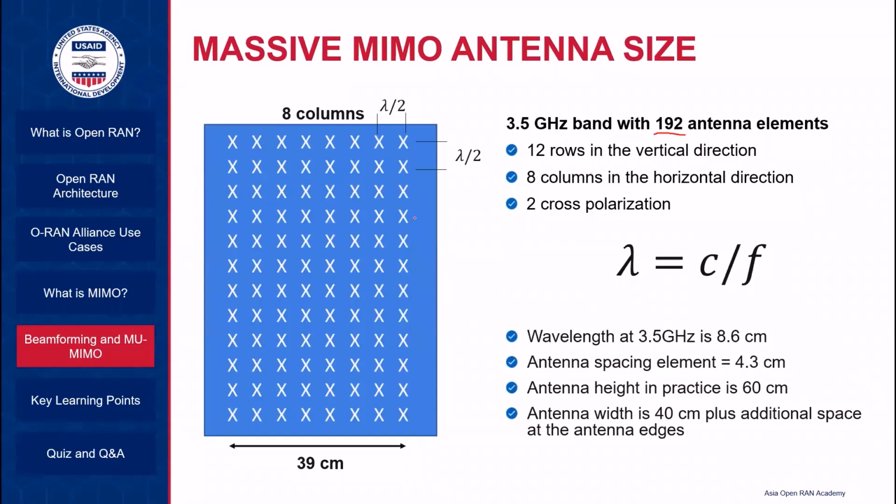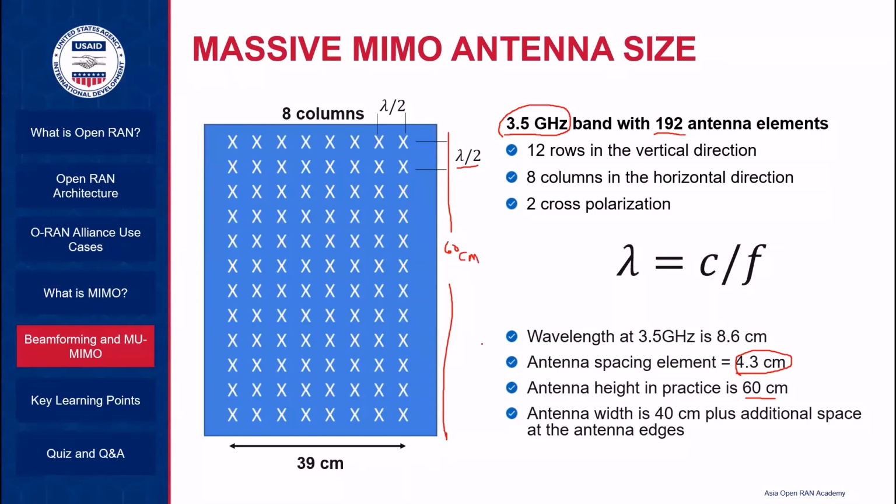And then, when you check the design ng beamforming or ng massive MIMO antenna, yung separation ng mga antenna elements niyan is half of the wavelength. Okay? So, if we are using a 3.5 GHz band, makikita natin ang antenna spacing niya is 4.3 centimeters. Ang antenna height niyan is 60 centimeters lang. So, less than 1 meter.